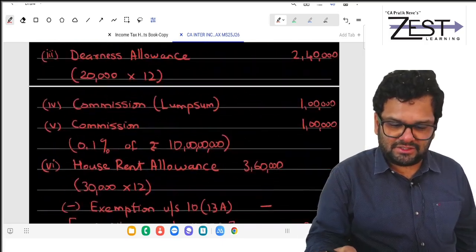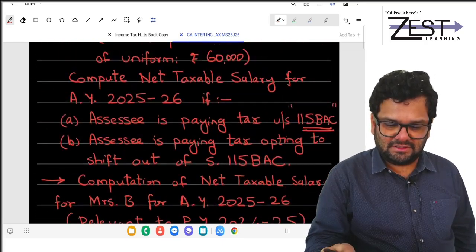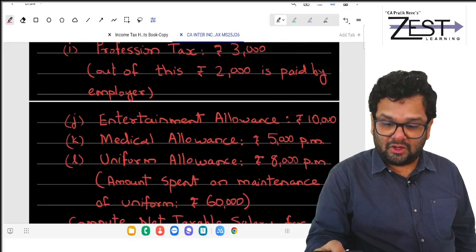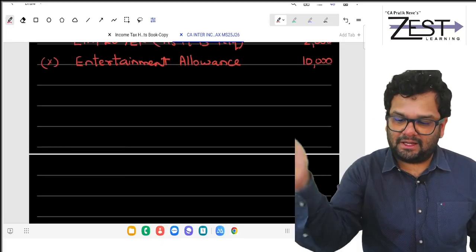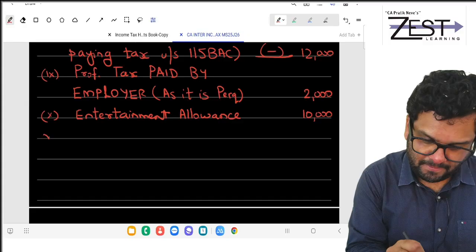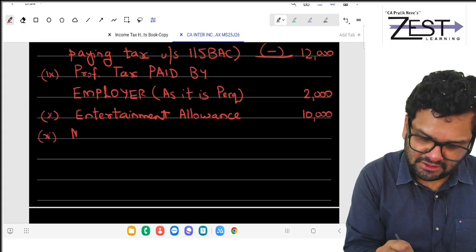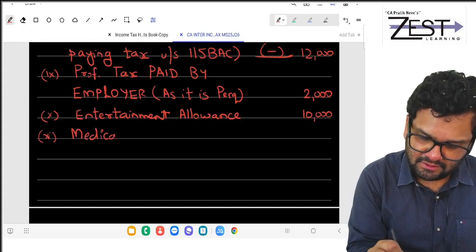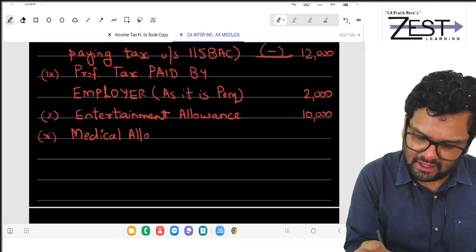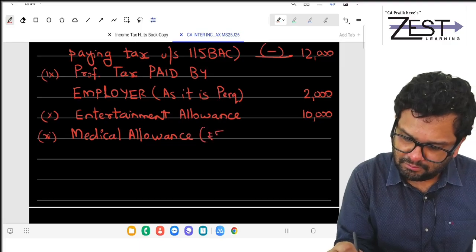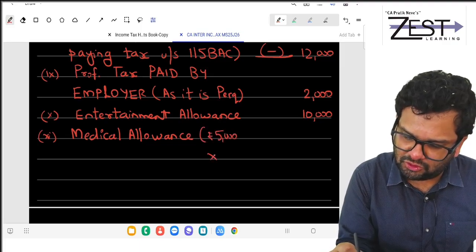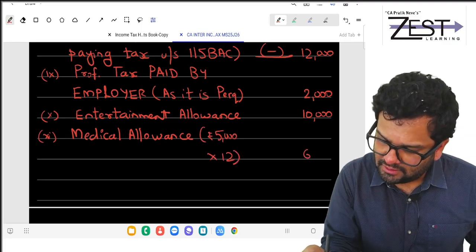I think 10 points are there. Is it? No, there are others. Medical. How much is medical? It is personal. It is fully taxable always. Medical allowance. You are saying it is 5,000 per month. So 5,000 into 12.